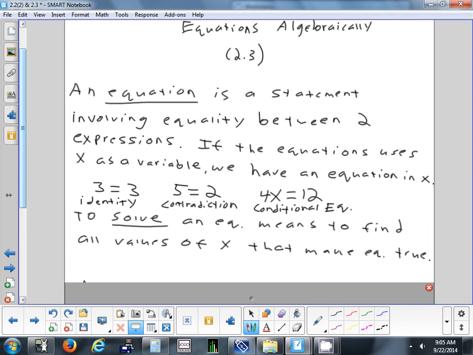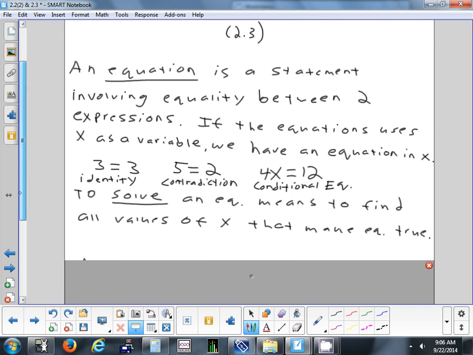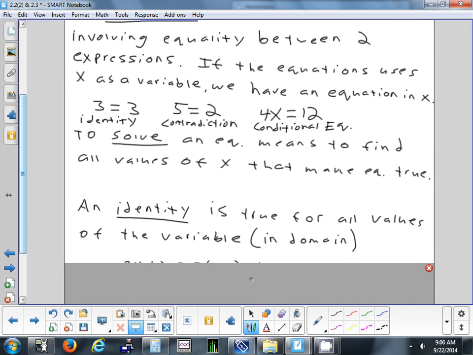For a linear equation, the exponent on the variable is just a 1. So at most, you can have one solution to a linear equation. If you get into a quadratic, the exponent's 2. You could have 2 solutions at most. Okay, but let's start off with the basic equation.